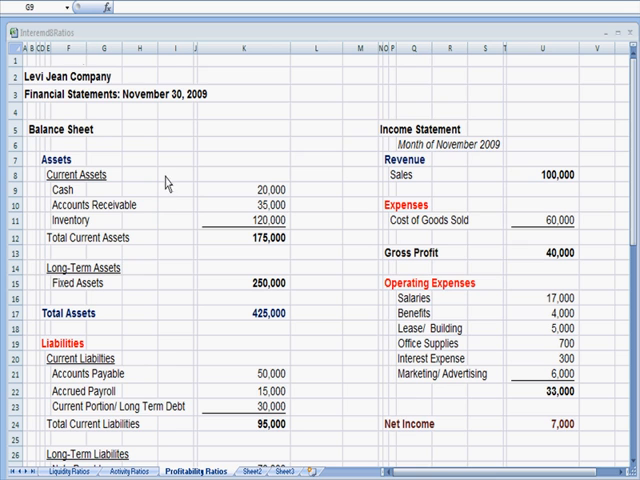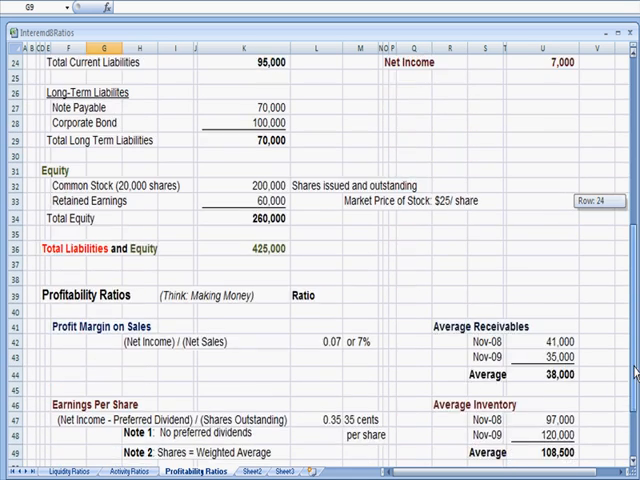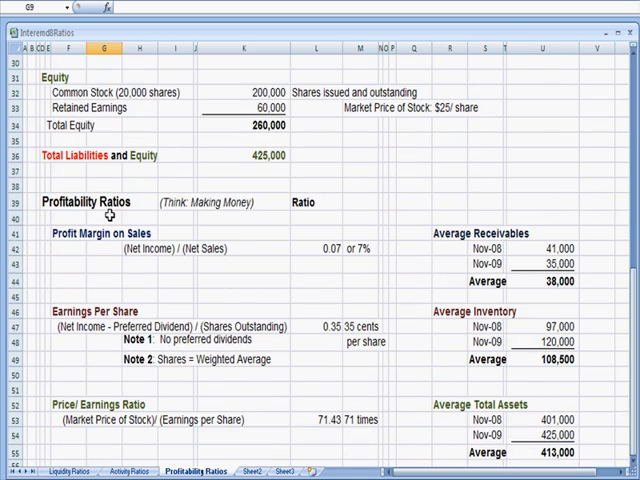What I've pulled up here is similar to what we've had on the prior two videos. Here are some financial statements for Levi's Jeans, a balance sheet, and an income statement. And if I slide to the bottom, I've got profitability ratios, and I put think making money. This is all about how much money are you making, how's your profitability in comparison with other things like sales.